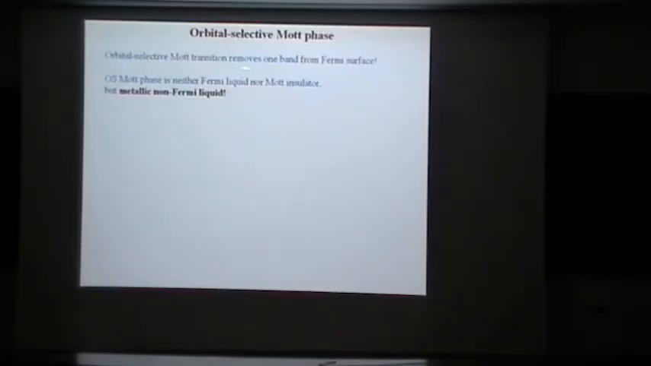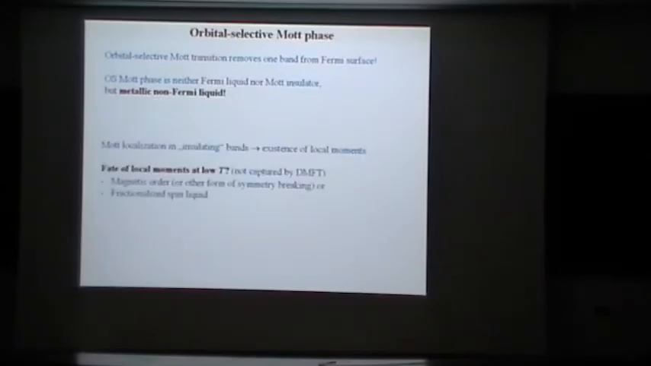Namely, just argue that this orbital-selective Mott phase arises from this orbital-selective Mott transition, so this removes one band from the Fermi surface. And apparently, the resulting phase is neither a Fermi liquid. It's not a Fermi liquid because it doesn't fulfill Luttinger's theorem. There's just one band missing, so the electron count doesn't match. But it's also not a Mott insulator because there's one metallic band, so it's clearly a metallic non-Fermi liquid.